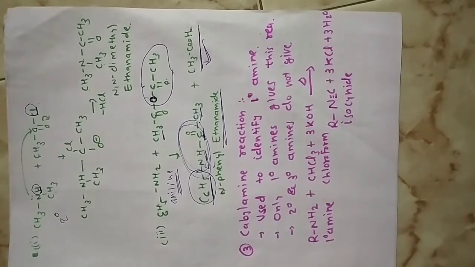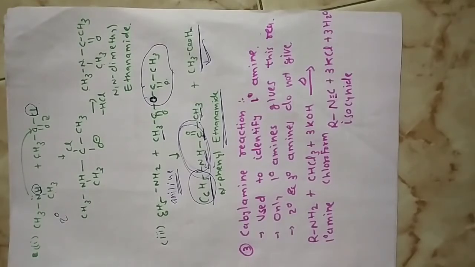Next one is carbylamine reaction. Now this carbylamine reaction is used to identify 1 degree amine. Only 1 degree amine can give this reaction. 2 degree and 3 degree, they do not give this reaction.